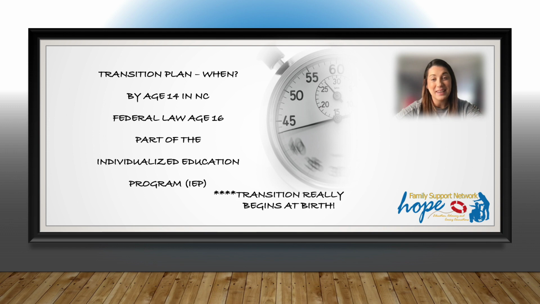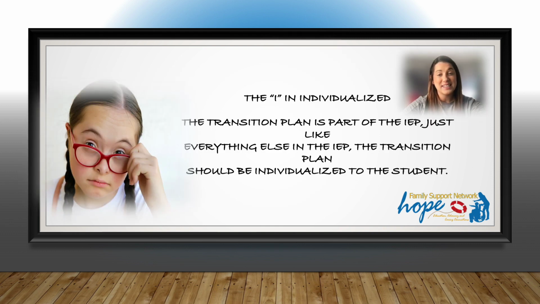So now I have you thinking, when is a good time to implement a transition plan? In North Carolina, it's recommended by the age of 14. Federal law says at the age of 16, it should be part of the Individualized Education Plan, also known as the IEP. But then again, transition really begins at birth. The I in individualized, this is so important. The transition plan is part of the IEP, just like everything else. In the IEP, the transition plan should be individualized to the student.